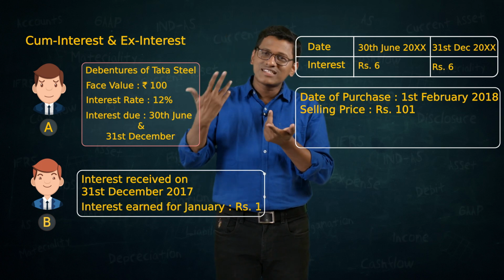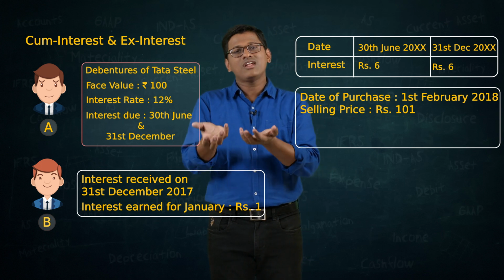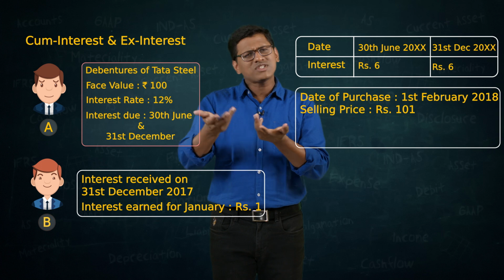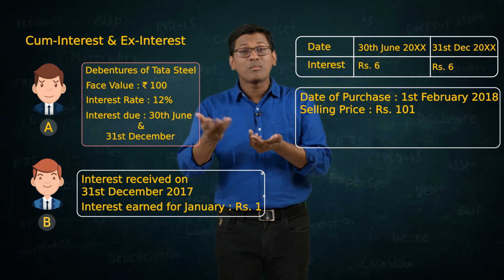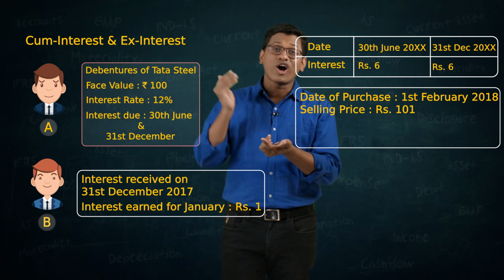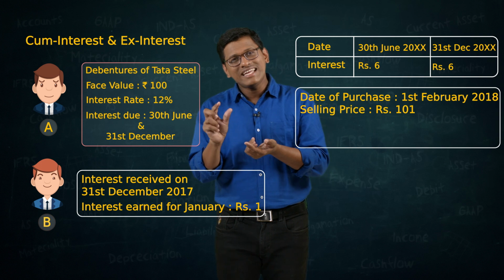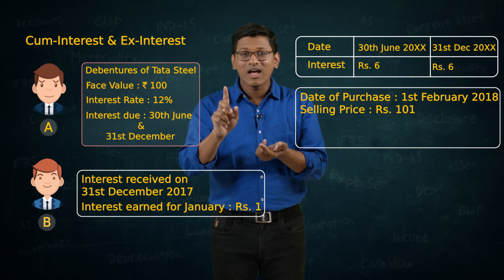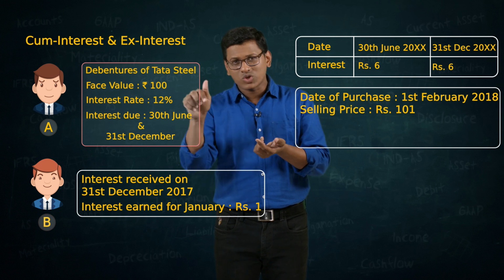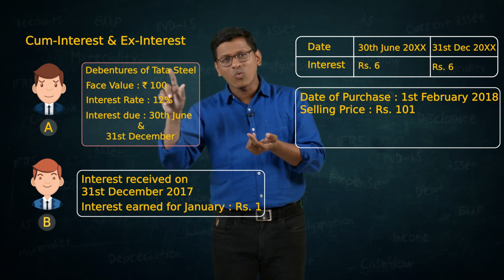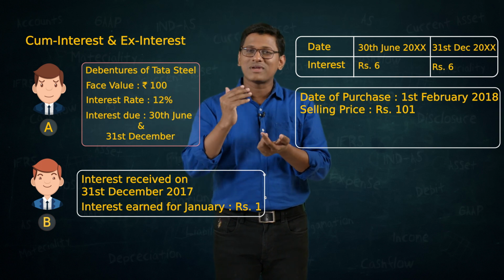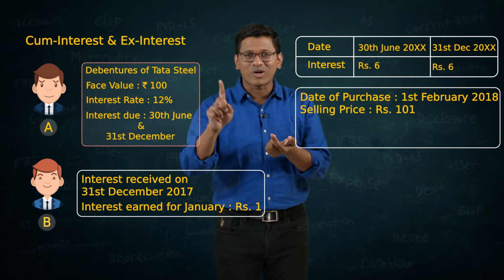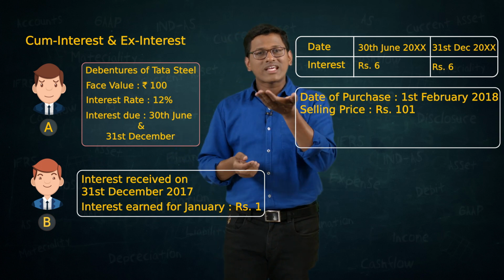When will that friend receive interest? Had that person continued to hold the investment till 30th of June 2018, that person would have received 6 rupees of interest. But your friend is selling it away to you on 1st of February. So how much is the interest earned by your friend for 1 month? 1 rupee. How? 100 rupees is the face value into 12% is the interest rate into 1 month is over out of 12 months. So basically 1 rupee is the interest per month. So your friend earned an interest of 1 rupee and you are given a quotation.